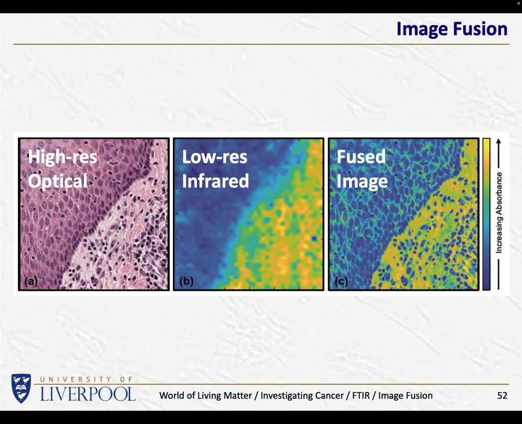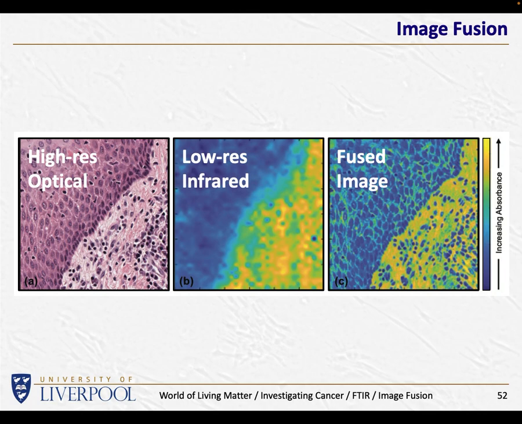But one of our students has come up with a way of combining the high resolution of optical, which doesn't tell us about the nature of the cancer, with the low resolution of the infrared absorption, which does tell us about the nature of the cancer, but not at very high resolution. She's found a way of combining these different modalities, optical microscopy and infrared microscopy, such that we can now get so-called fused images, which give us the best of both worlds.